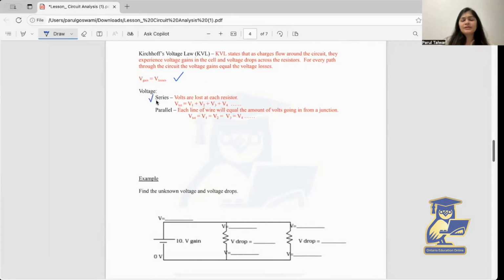Second, we have to keep in mind that in a series circuit, voltage splits up, and in a parallel circuit, the voltage remains the same. So if the circuit is in parallel, the voltage remains the same across the resistors.